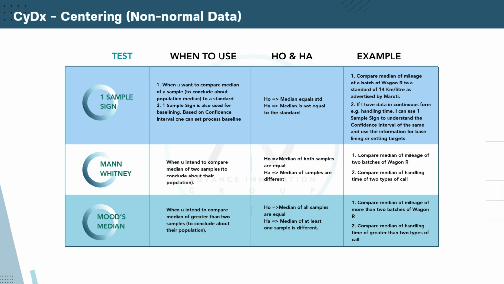One-sample sign: 1. Checking if a batch of Wagon R cars meets the advertised fuel efficiency of 14 km per liter. 2. Using it to define a baseline for process handling time. Mann-Whitney: 1. Comparing median mileage between 2 batches. 2. Comparing median handling time between 2 call types. Mood's median: 1. Comparing mileage across multiple batches. 2. Analyzing median handling time across more than 2 call categories.